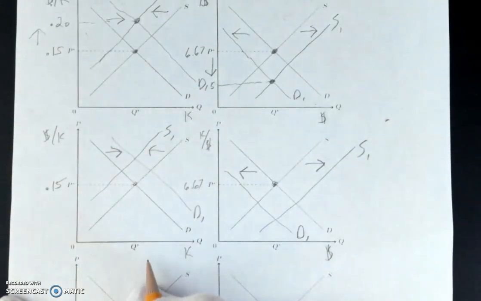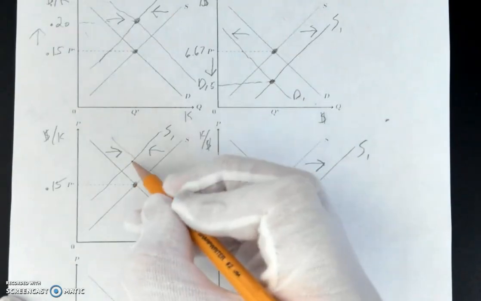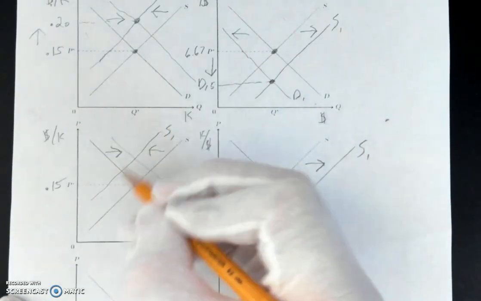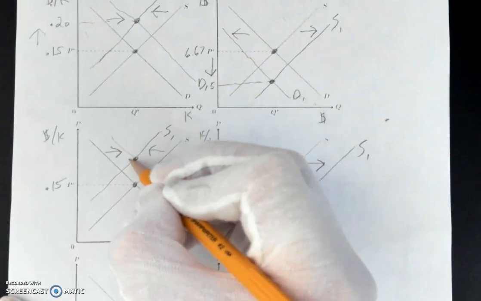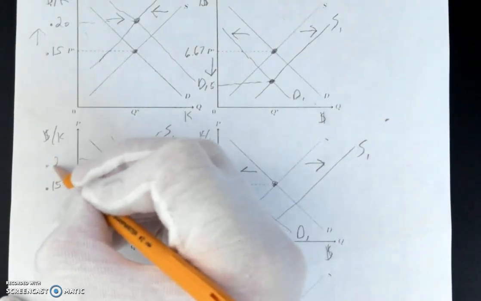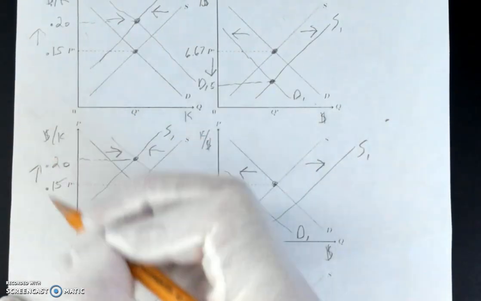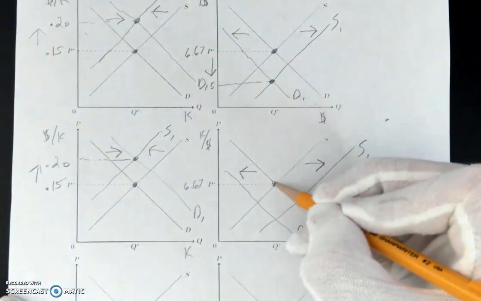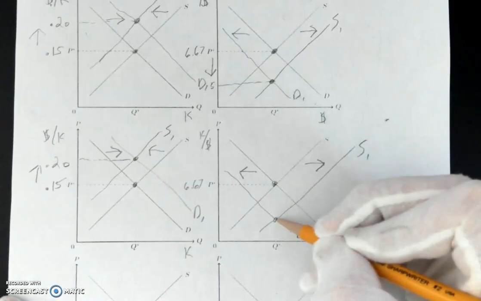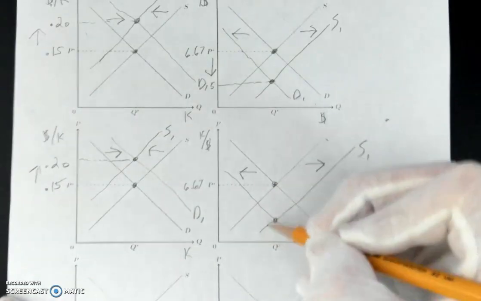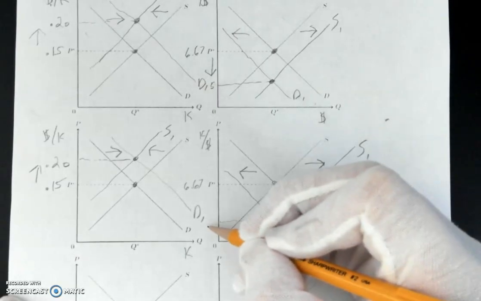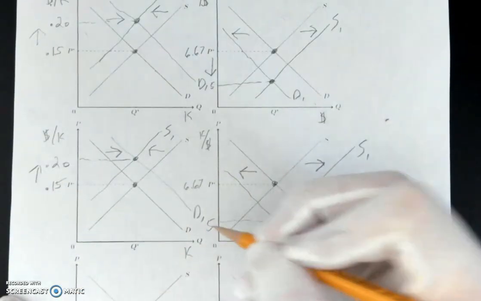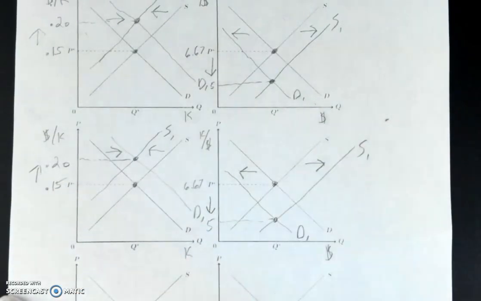New equilibrium. Here's the original. Now we find the new krone equilibrium where S1 intersects D1. Say this goes up to 0.20. Krone appreciates, strengthens in value. The original dollar equilibrium is here. Now the new one, D1 S1 intersection, is here. Dollar depreciates. This is 0.2. This is 5. The dollar loses value, weakens. And again, this should make sense.